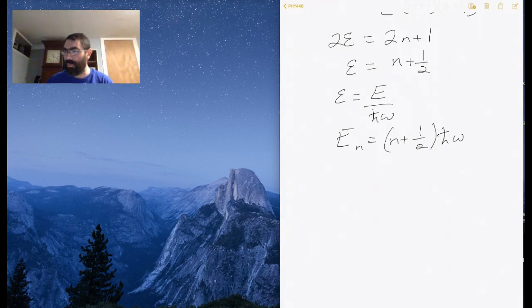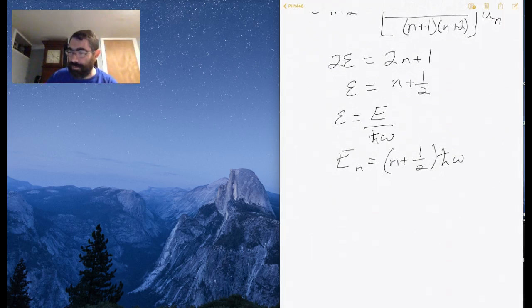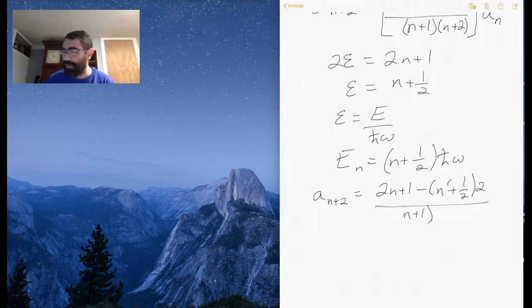Anyway, so what that leaves us with now is this recursion relationship where a with an index n plus 2 is now equal to 2n plus 1 minus, and what I'm going to call now n prime, plus 1/2 times 2, where I just basically substituted in the epsilon value.